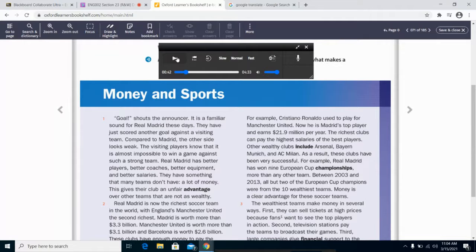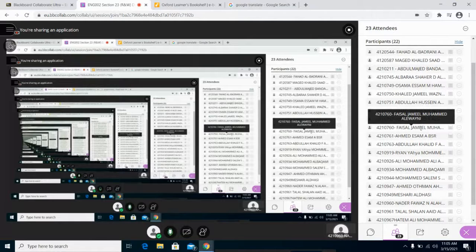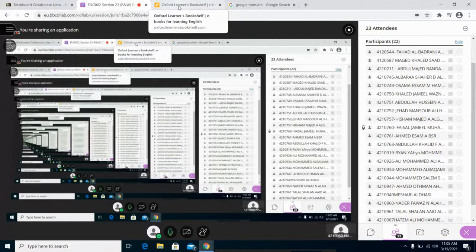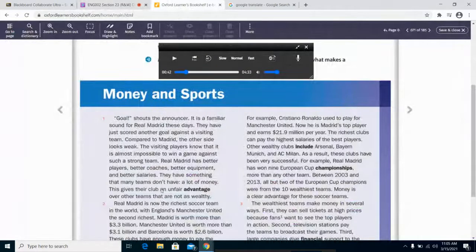So in this paragraph, what exactly are they talking about? If you look at the team, what's the name of the team? Real Madrid. Okay, do you like this team or you don't? Anybody who said, I don't like Real Madrid? Faisal, you need to like Real Madrid because they have lots of money. If you play for them, you can earn a lot of money. Okay, so they said that Real Madrid has an advantage, and we talk about the word advantage. They have more money, so they have an advantage over other teams which are not wealthy.